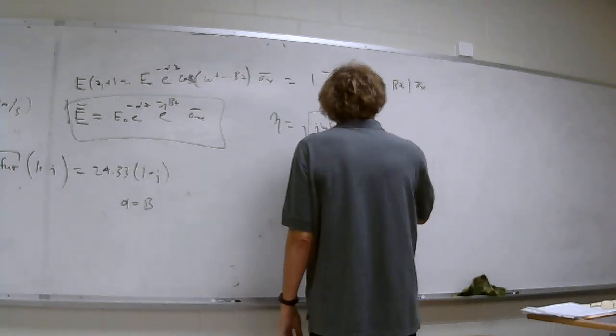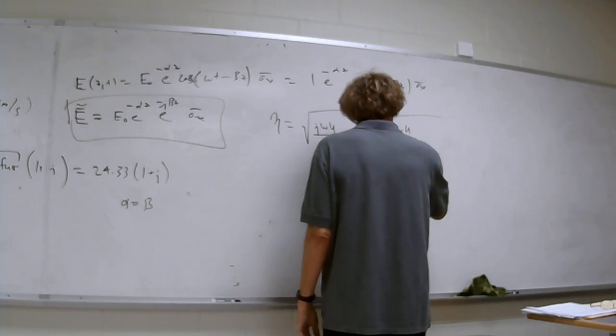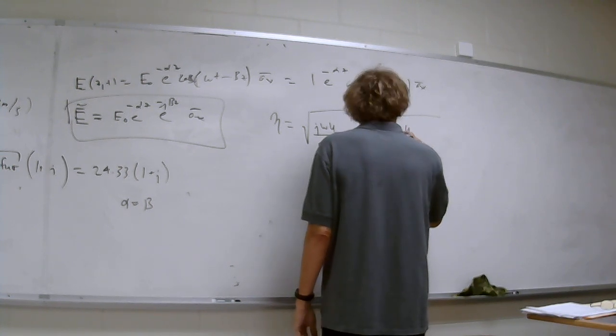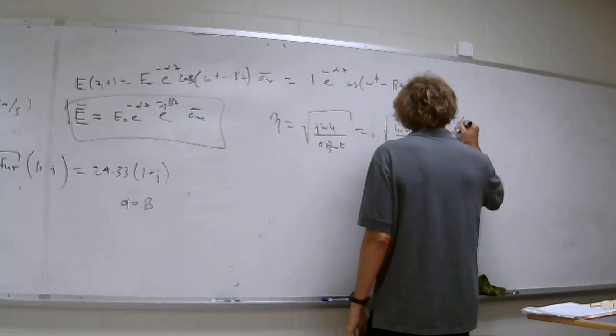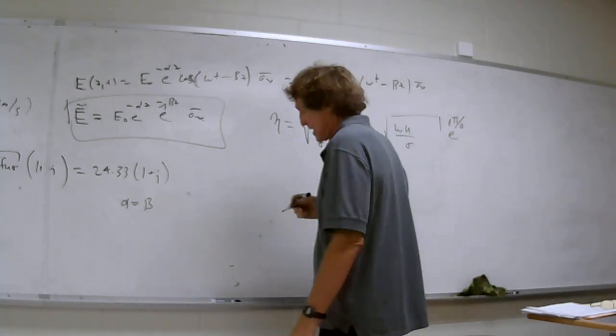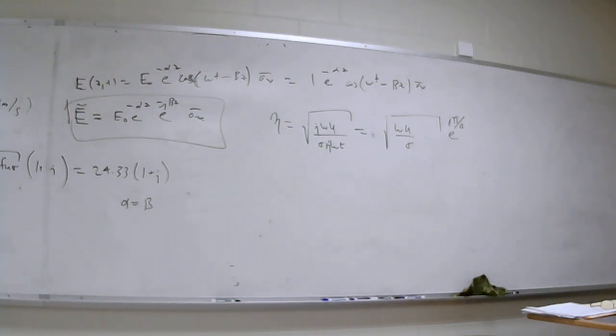It's really the square root of j omega mu over sigma, and you can put this as e to the j pi over 4 if you want. Now, I'm going to mention why in a second. Why don't you write that down? I want to make sure you see this part.